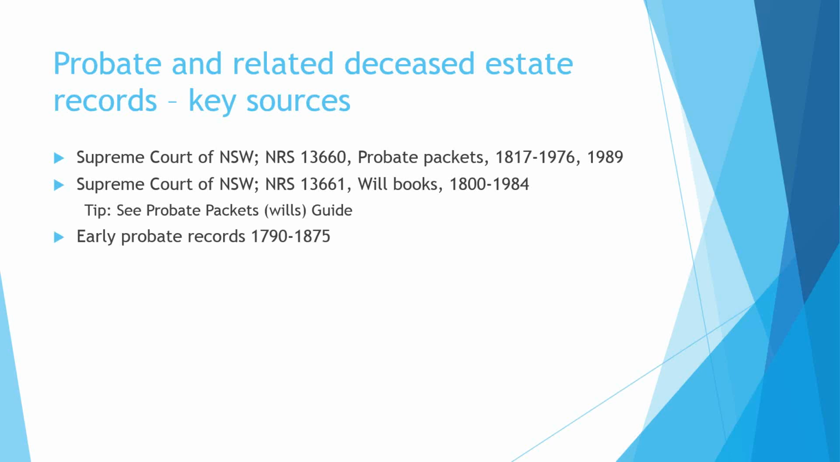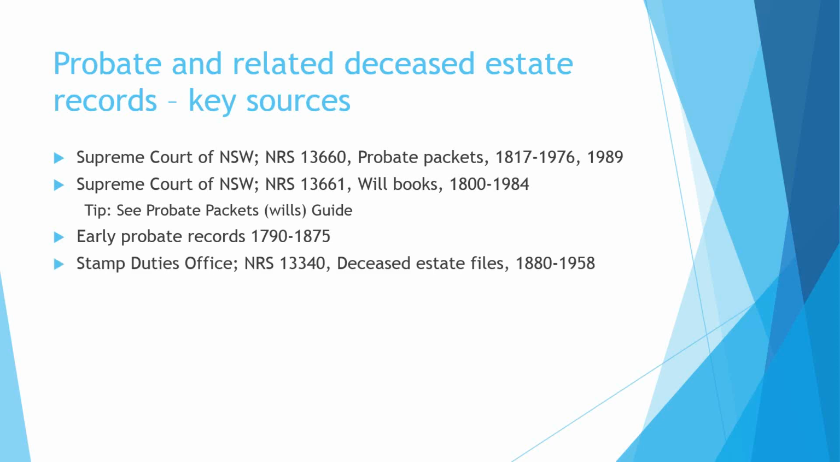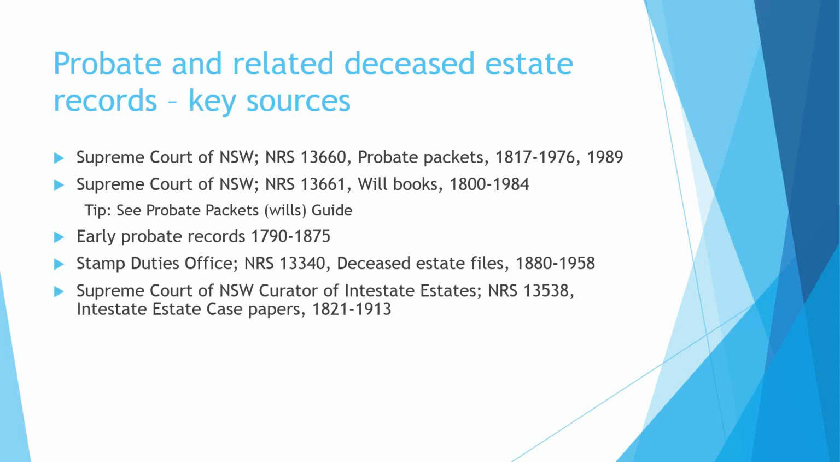We'll look at some early probate records, 1790 to 1875, and these are not part of the series of probate packets, but kind of work alongside them. We'll look at deceased estate files, which cover 1880 to 1958, and records from the Curator of Intestate Estates, his case papers, which cover 1821 to 1913.